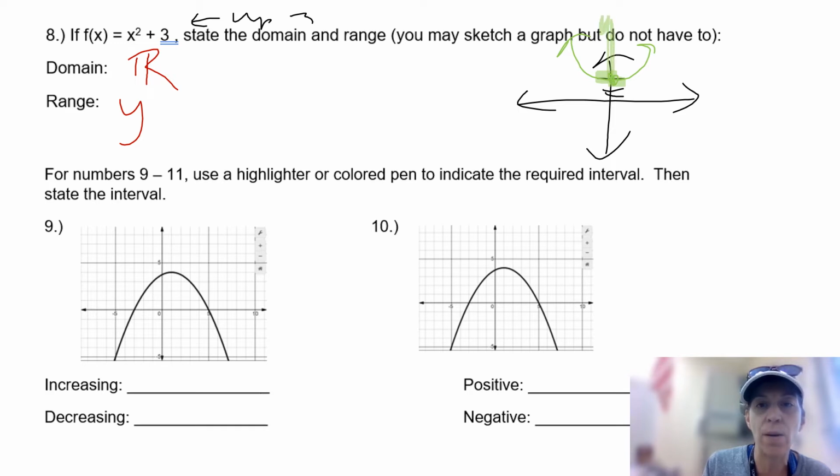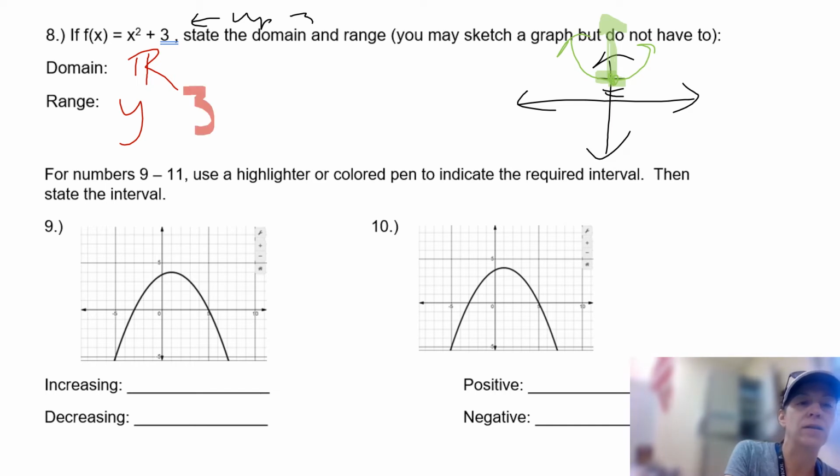How do I know they go upward? Because the parabola is going upward. If I come down here, there's no parabola and therefore nothing in my range. So they start and stop at 3. I forgot to turn off the highlighter. And because they're going upward, it is y greater than or equal to 3.